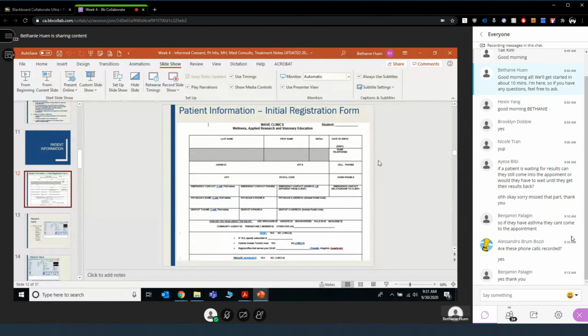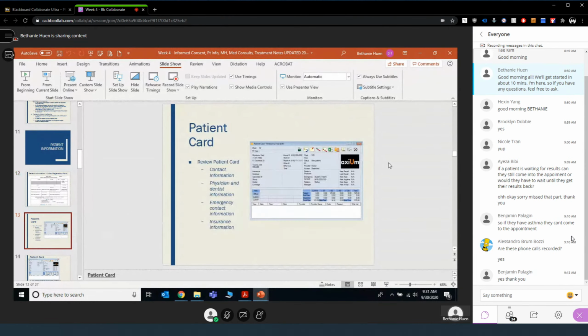Last year you would just take the form to client services and hand it to them. Because of the current pandemic, they're not accepting that. So you would send it through what we call Axiom Messenger. Client services will put that into the area of the chart called the patient card. This is where the patient's contact information, so their name, birth date, full address, and phone numbers they can be reached at, are placed along with their doctor's information, dentist information, emergency contact information, and any insurance information.